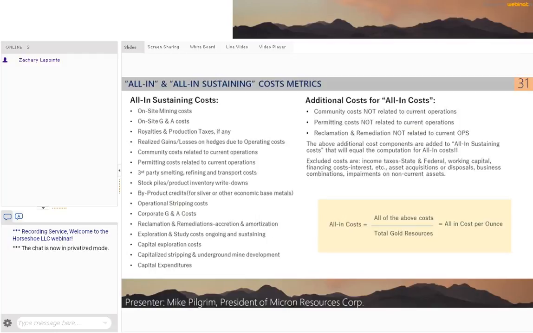What is involved in the section regarding all-in sustaining cost? Well, real quick, I'm going to go through these, so I don't bore you to death. There are on-site mining costs, and the general and administrative costs on-site, that would be your mine manager and payroll and that type of thing. Obviously our royalties and production taxes, if there are any. I will mention that on the BLM properties, there's currently no royalties owed or production taxes. On the state land, usually it's around 3%.